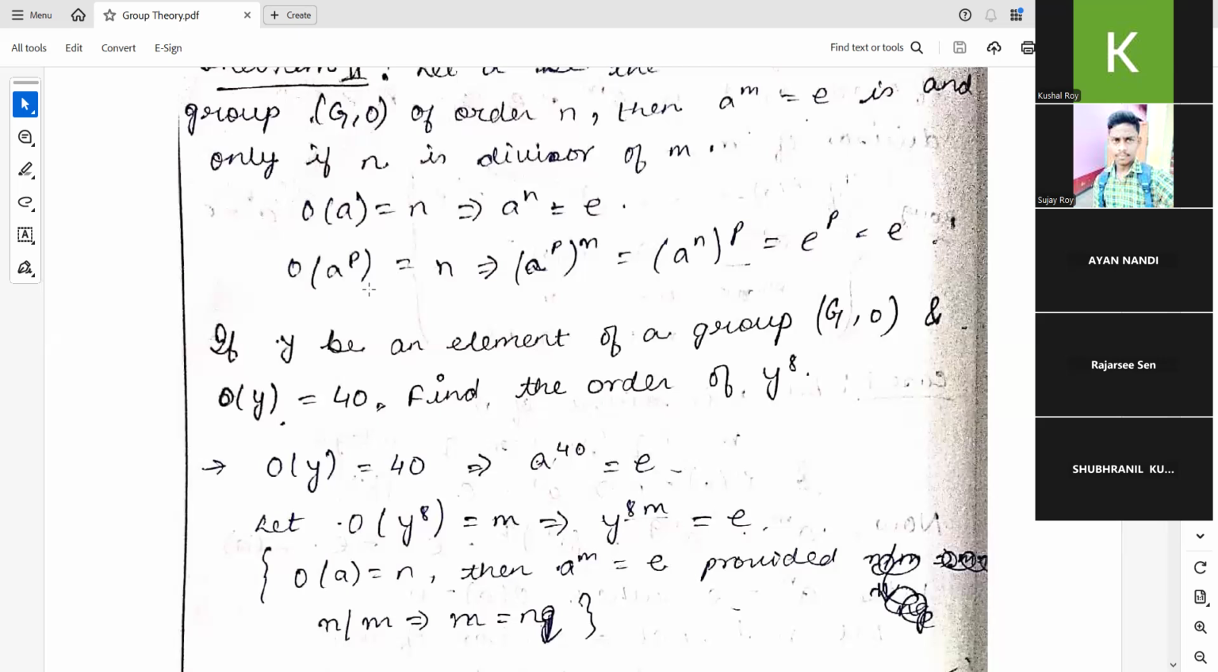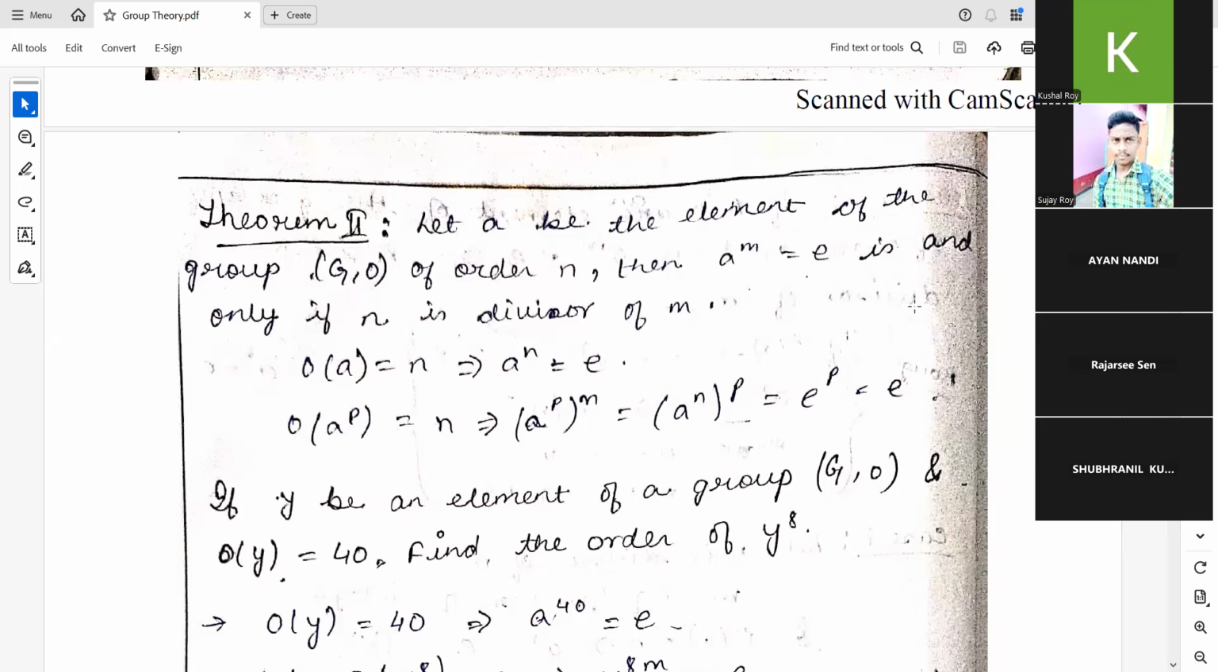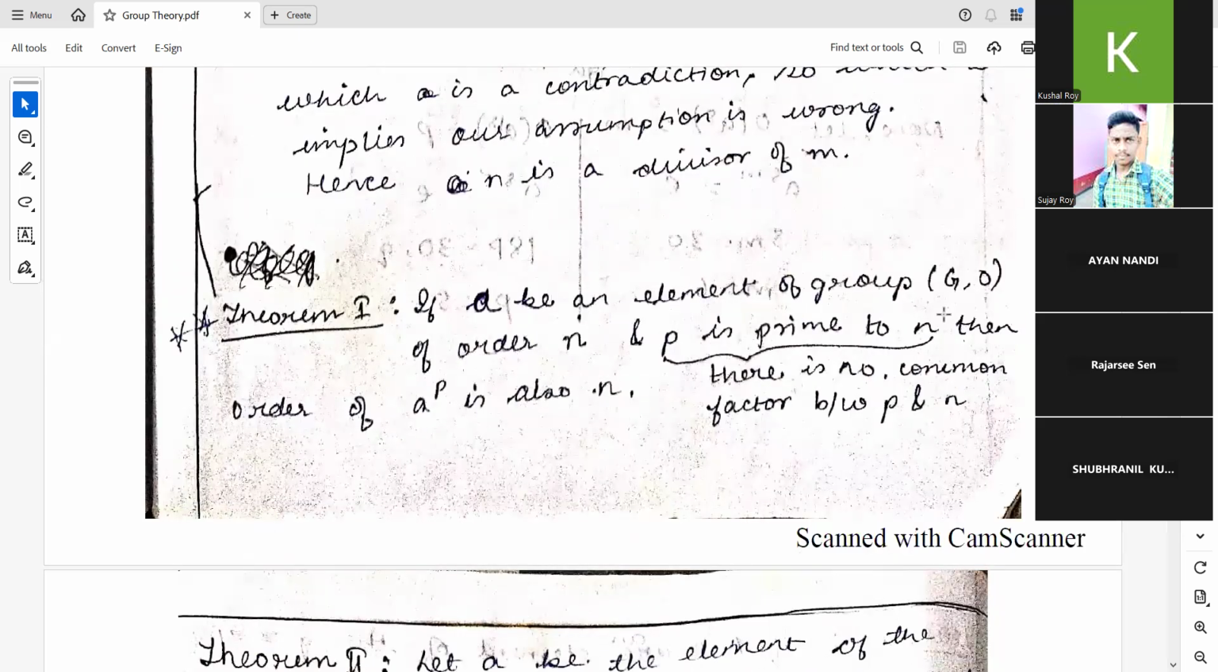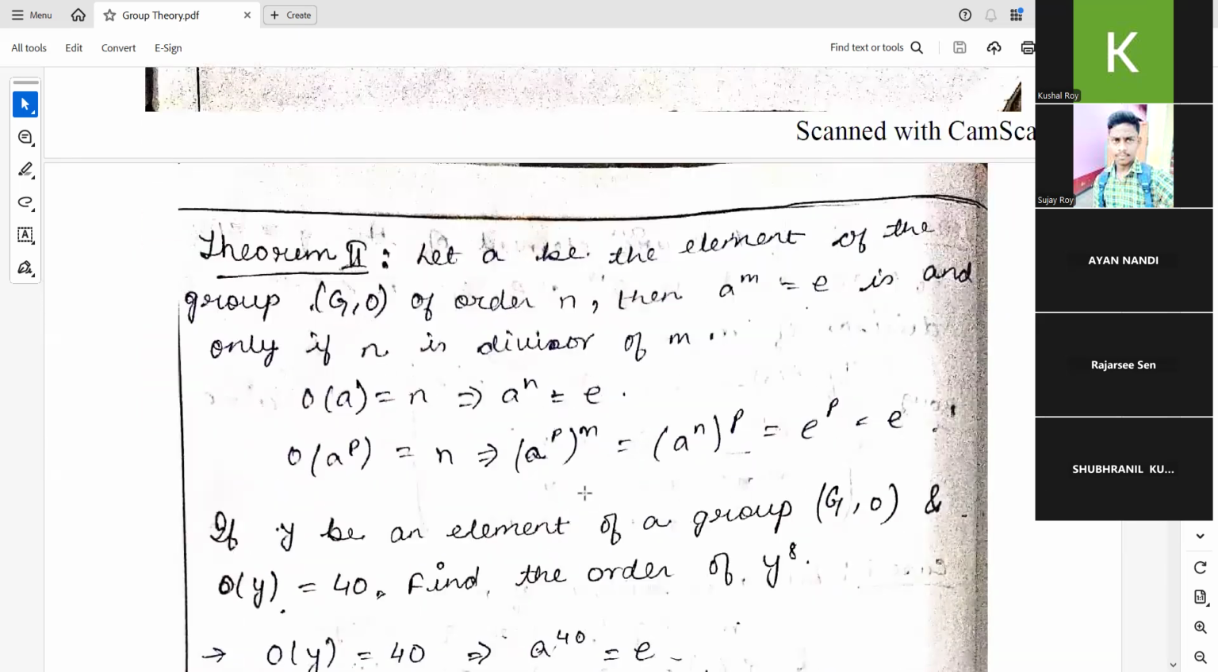What we have to show? We have to show n is the least positive integer so that a to the power p whole to the power n is identity. Now a to the power p whole to the power n gives you a to the power n whole to the power p. So therefore this gives you the identity element. So it is very much clear that n is the least positive integer so that a to the power p whole to the power n is the identity element. And therefore it is clear that if p is prime to n, in that case, you can easily say that a to the power p is of order n.